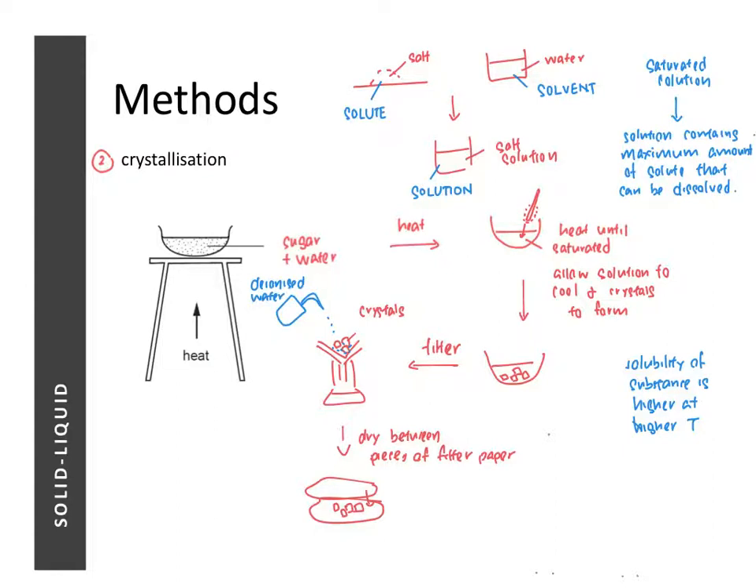Now, also note that crystallization is actually similar to evaporation to dryness. Just that in evaporation to dryness, we heat until all the solvent has boiled off, all the solvent has evaporated. In crystallization, we heat until the solution is saturated, and then we stop. We don't heat it until it's completely dry.